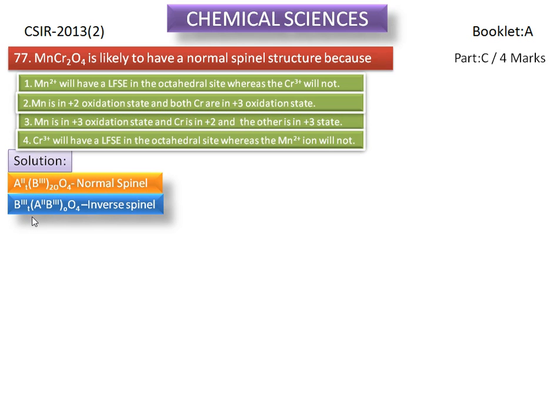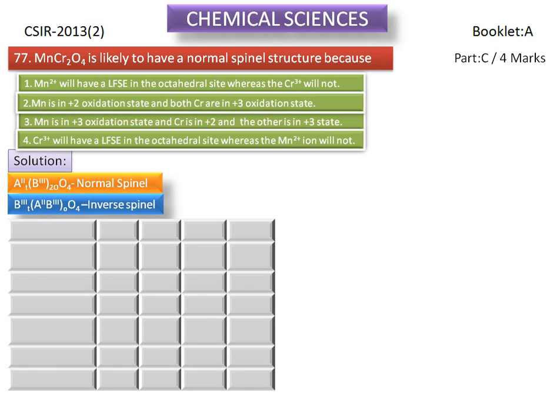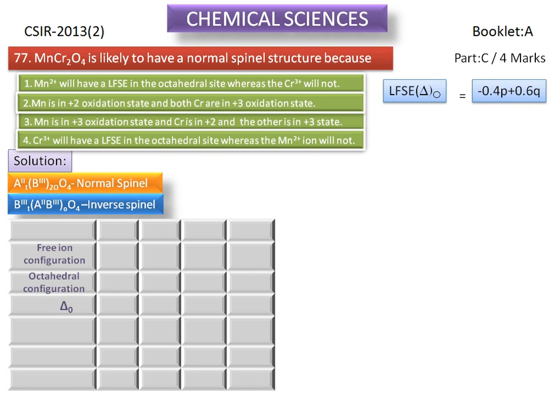To confirm MnCr2O4 is a normal spinel structure, we need the LFSE, that is, the ligand field stabilization energy value, of octahedral and tetrahedral geometry of the possible ions of manganese and chromium. The possible ions of manganese and chromium are Mn2+, Mn3+, chromium 2+, and chromium 3+.